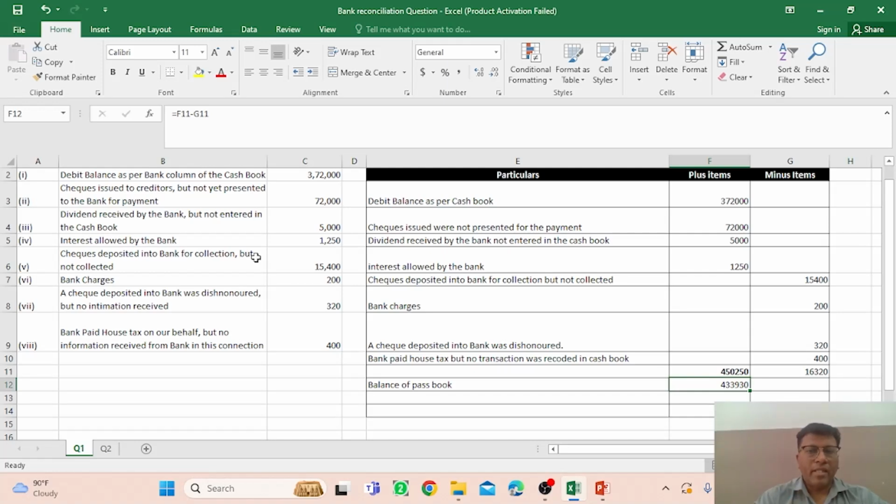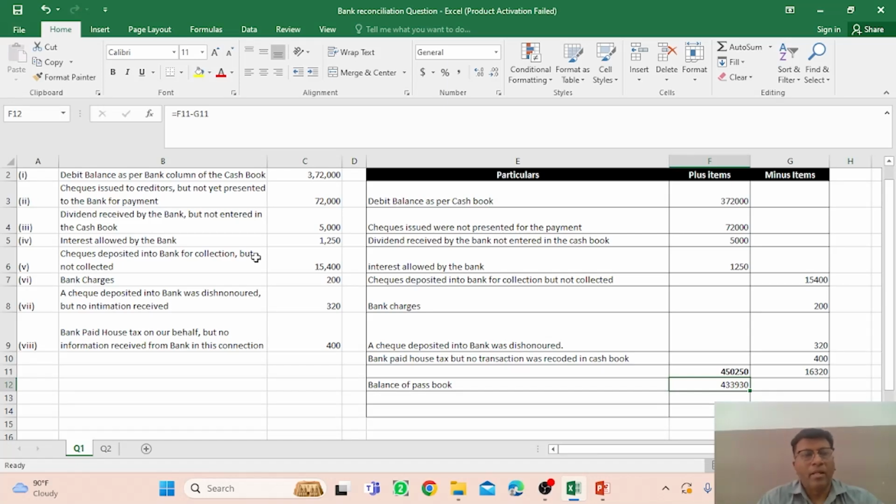So the very first thing is that you should focus on the very first line, that exactly which balance is given to you as per the cash book or passbook. You have to write it in the plus or minus. If the overdraft is given to you, you have to mention it in the minus item. If the balance is given to you, you have to write it in the plus item. But as in this case you see that the debit balance is given to you, so you have to write it in the plus item. But if the credit balance of the cash book is given to you, you have to write it in the minus item.